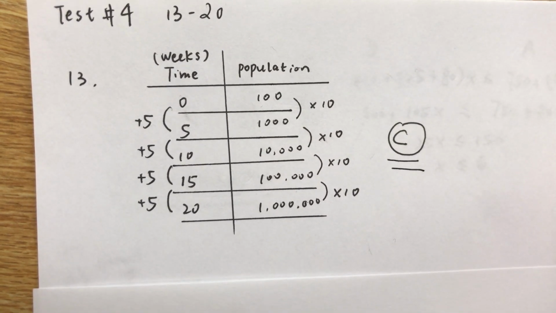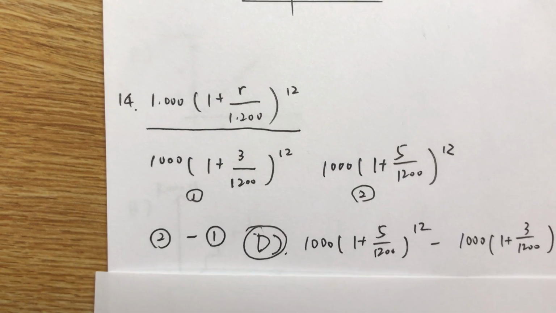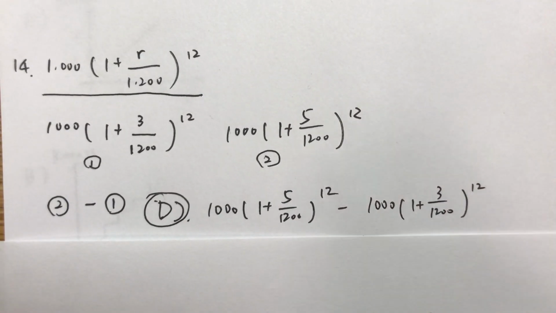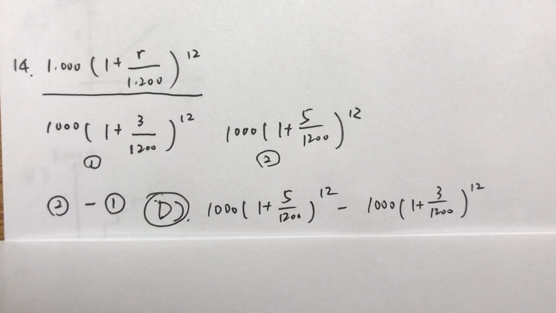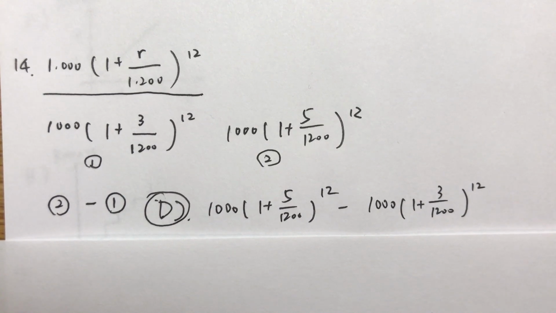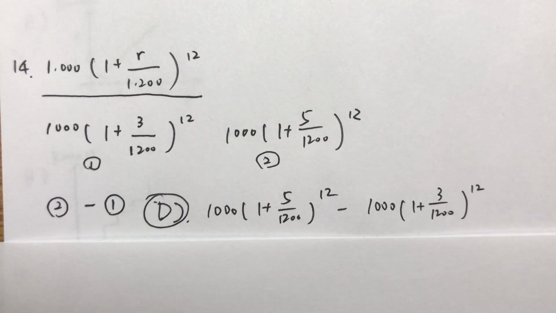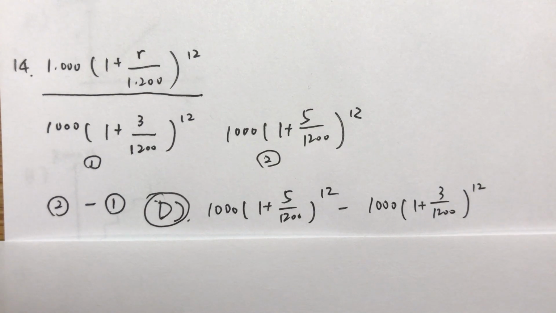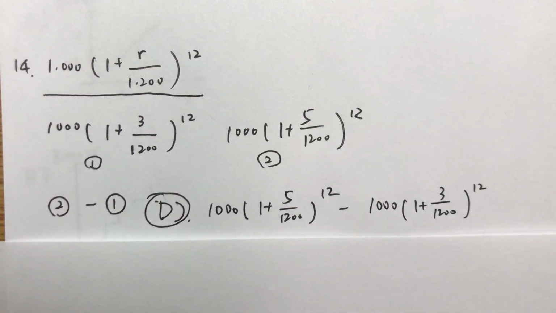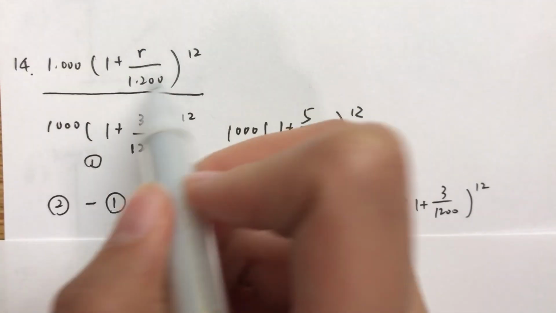Then let's look at question number 14. The expression above gives the amount of money in dollars generated in a year by a $1,000 deposit in a bank account that pays an annual interest rate of R%, compounded monthly. Which of the following expressions shows how much additional money is generated at an interest rate of 5% than an interest rate of 3%? So from the question, we can get an equation which is here.